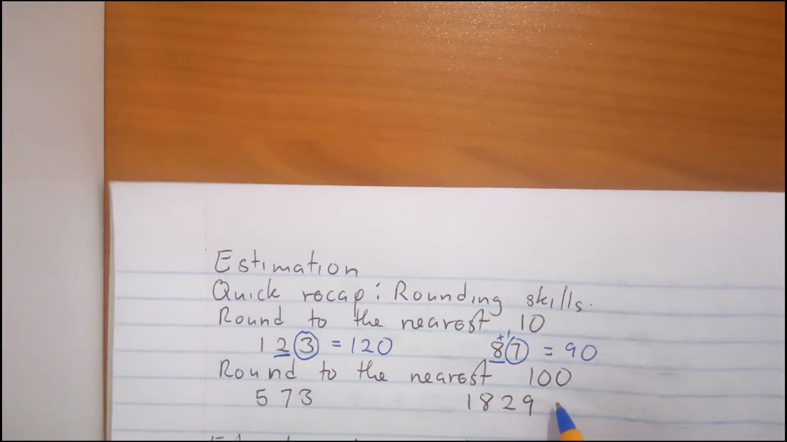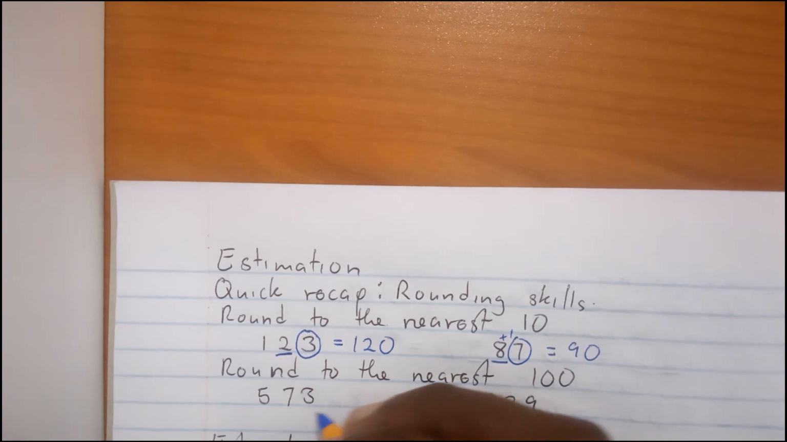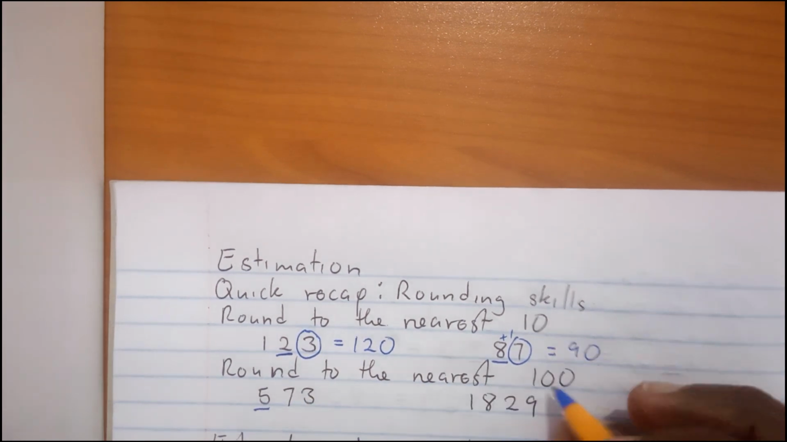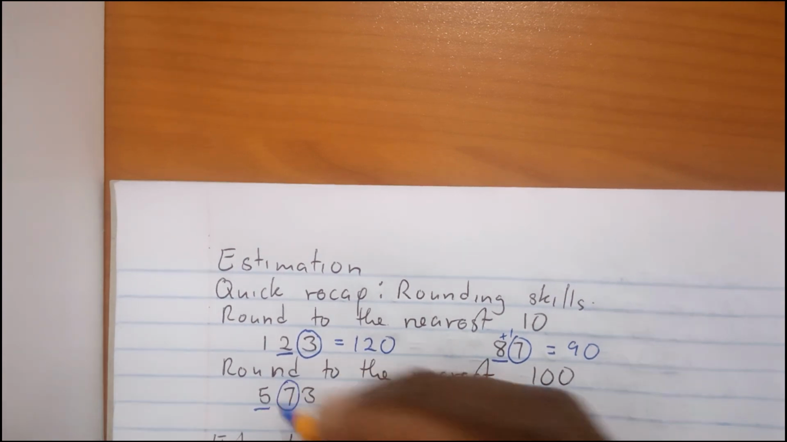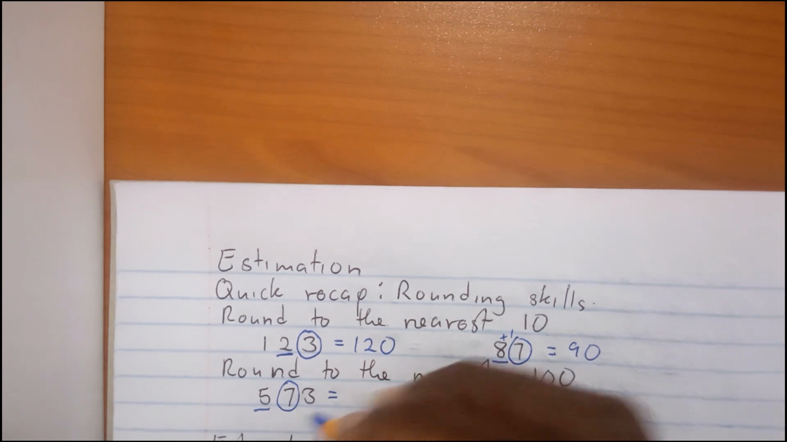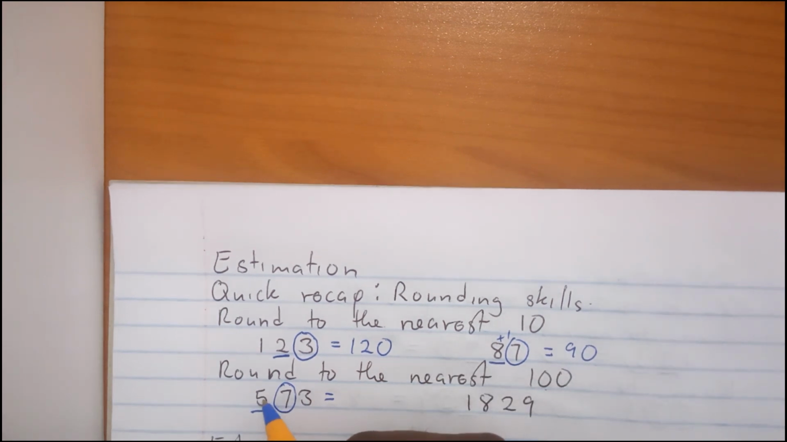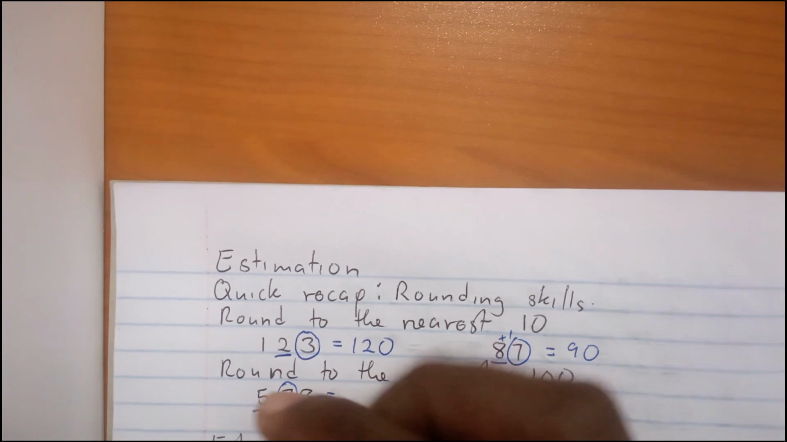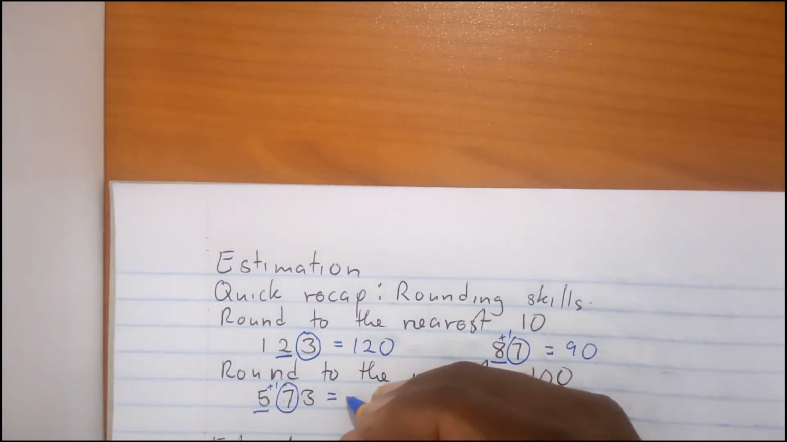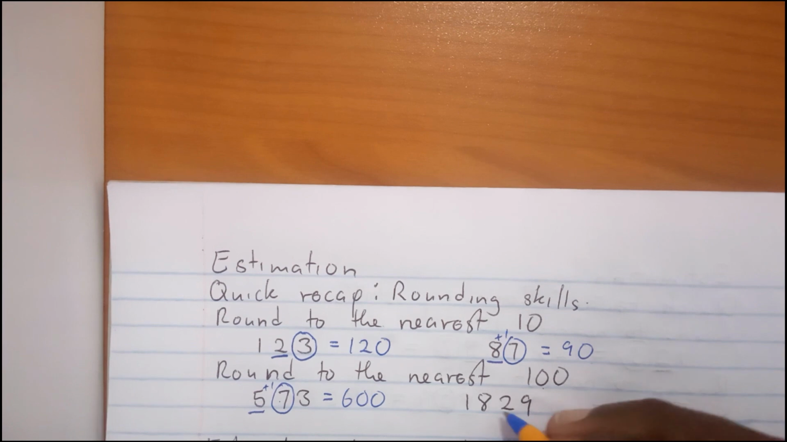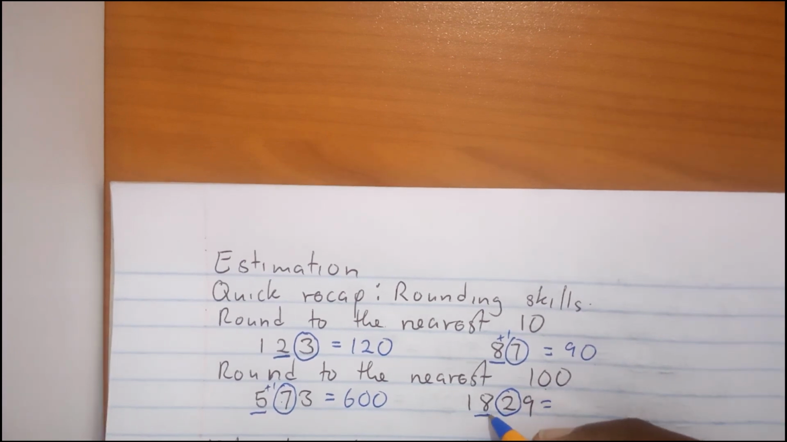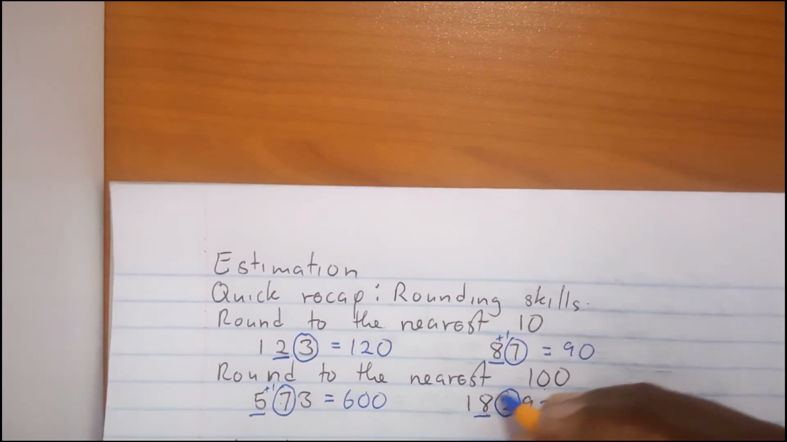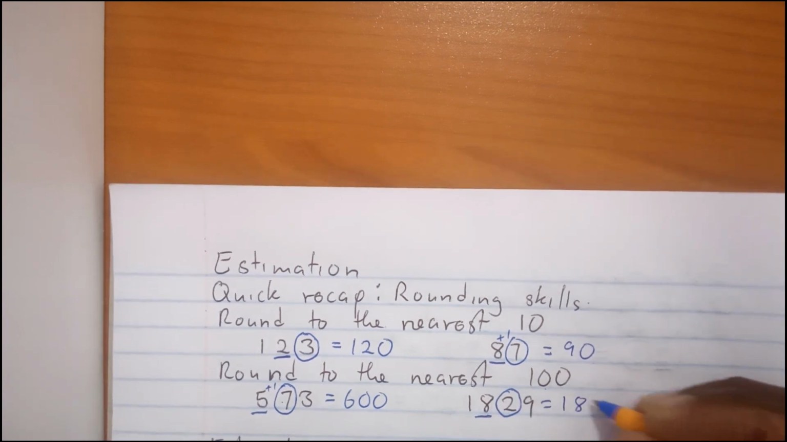Again, round to the nearest 100, 573. Underline the main number, so we underline the 100 place value. We circle the determinant, which is 50. This is more than 5, so we add 1 and it becomes 600. Again here, underline the main number, circle the determinant. What do we have? 18, so it will remain the same, so it's 1800.